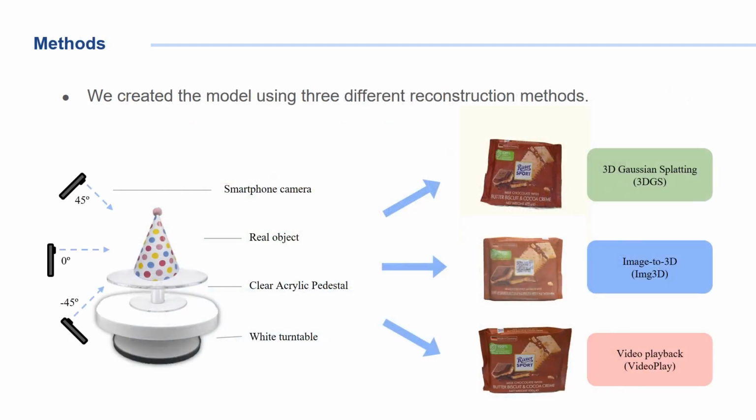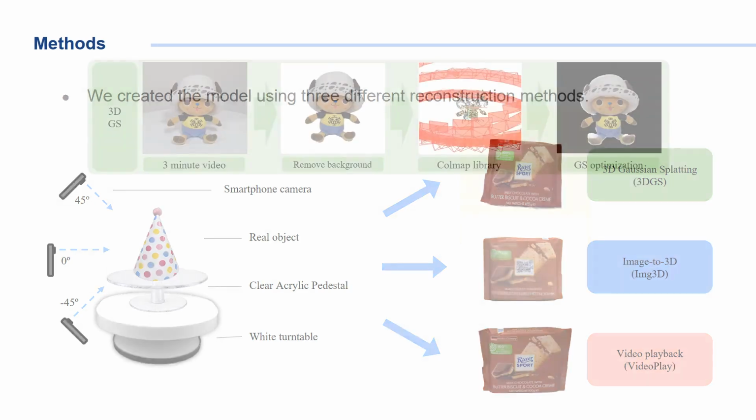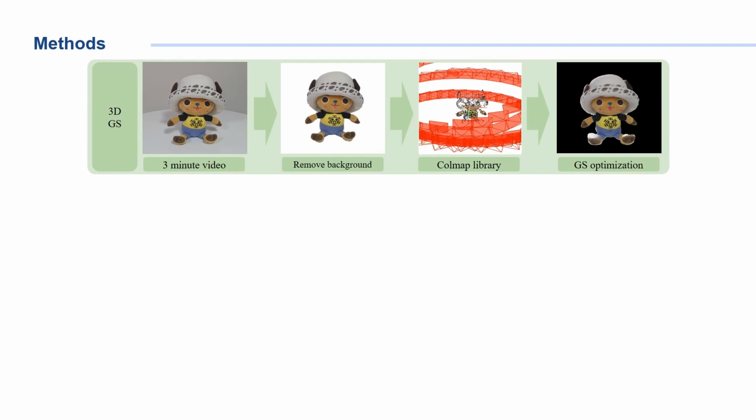We created the model using 3 different reconstruction methods. We used a smartphone camera to take videos of rotating objects from 3 angles: top, middle, and bottom of the object. In the 3DGS condition, we used the source code of the original Gaussian splatting paper. Using the background removed images, we performed SFM using COLMAP to find image features, and we modeled 3D scenes from sparse point clouds after feature matching and bundle adjustment.